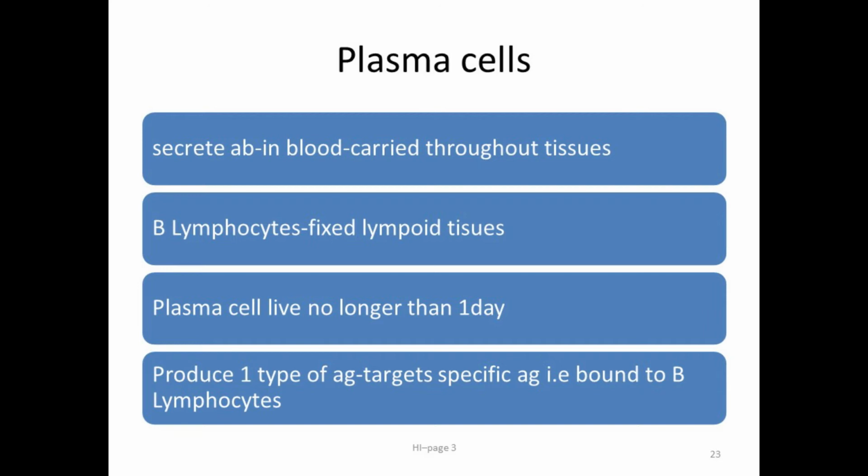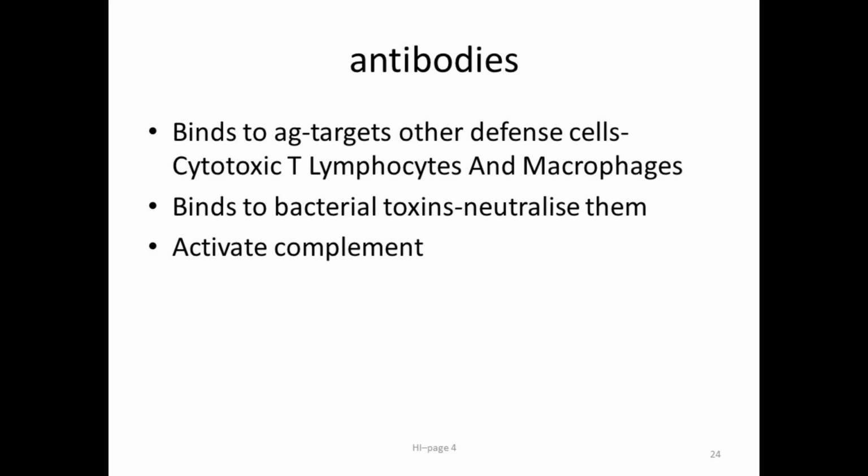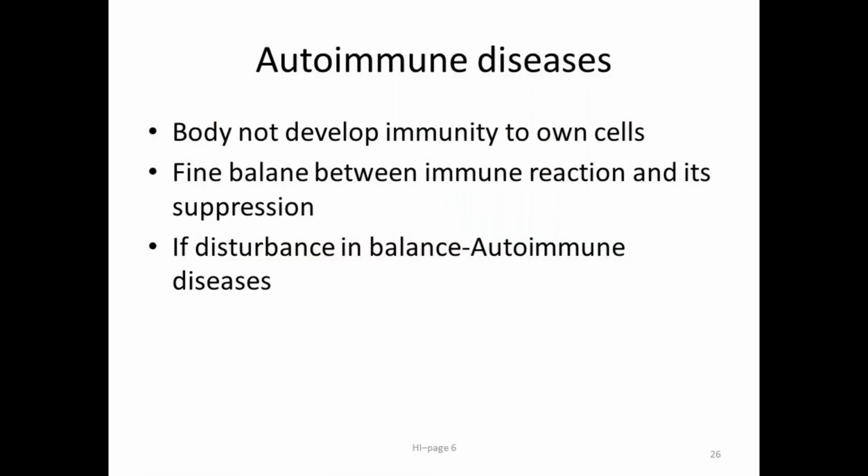These plasma cells secrete the antibody which is specific to a particular antigen, and the plasma cell cannot live more than a day. The antibody directly targets the antigen, or it neutralizes the bacterial toxin which is released, or in turn it can activate the complement pathway. As the name implies, the memory B cell remembers the antigen which it got exposed to for the first time, and it produces a rapid response when the same antigen comes in contact with the memory B cell. And these memory B cells stimulate the plasma cells to secrete antibody to fight against the antigen.